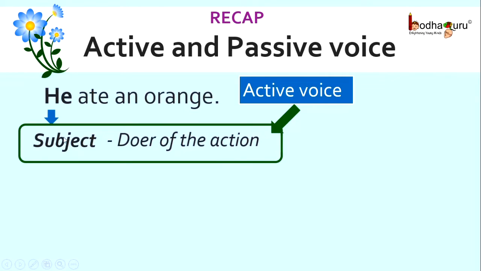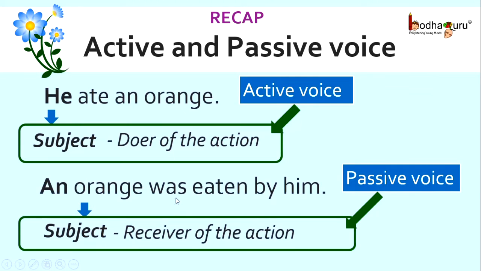Now, if we interchange the subject and the object, we get a different form, which is an orange was eaten by him. What do we see here? Here, the subject is the receiver of the action, meaning the subject is passive and it is not performing the task that is indicated by the verb. So, we say this sentence is in passive voice.